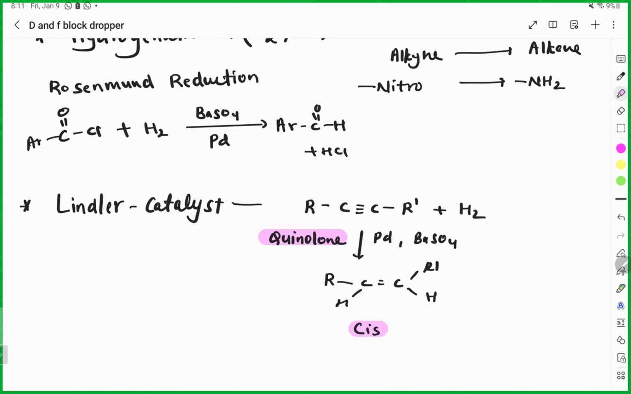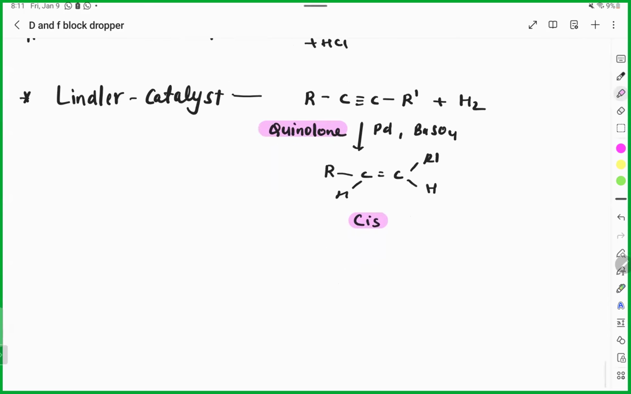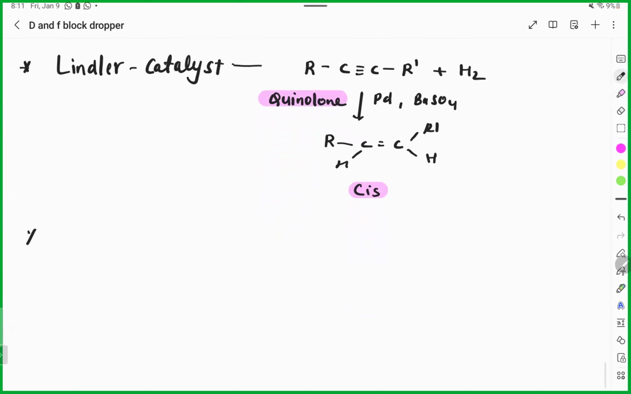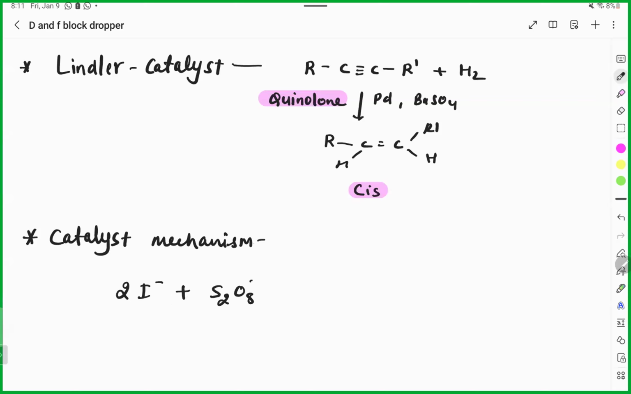Any doubt? Whatever reaction you take, the mechanism of a catalyst is the same. It will bind with a reactant, and once it binds with the reactant, what will happen? For example, take the reaction of 2 iodide ions with S2O8 2 negative. Iodide will undergo oxidation and convert into I2. S2O8 2 negative undergoes reduction and converts into SO4 2 negative, twice molecule, right?